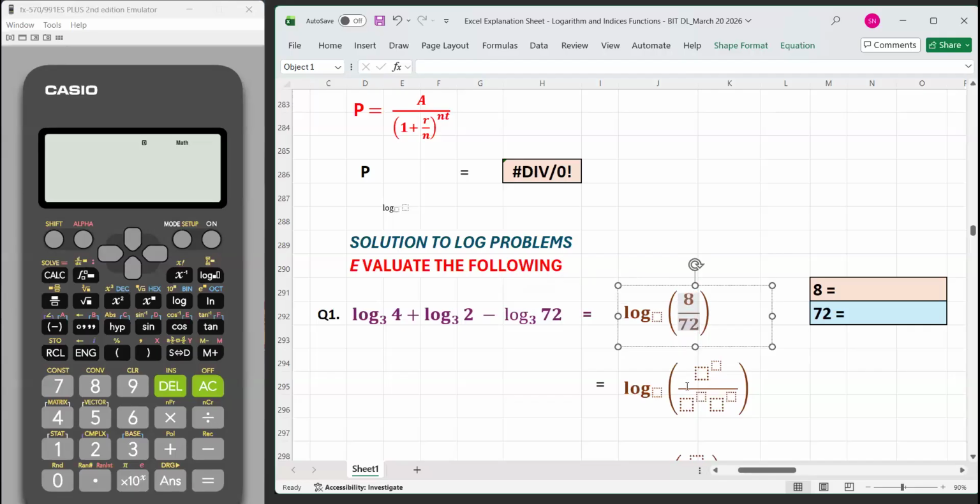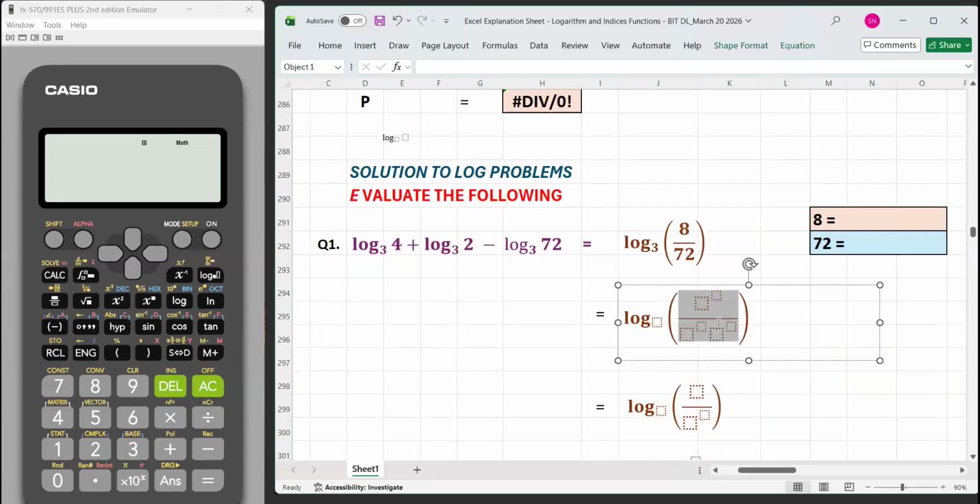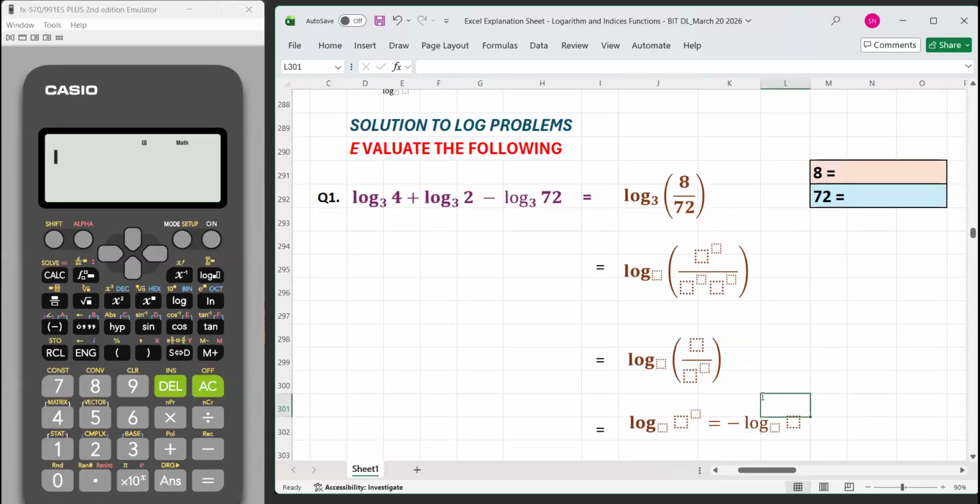Now there's a method to change this into powers of 2, but I won't do that. Please, what is 8 divided by 72? You can change them to powers of 2 and 3s and cancel, but what is 8 divided by 72? 1 over 9. Okay, so you know that 1 over 9 can be written as 1 over 3 squared.